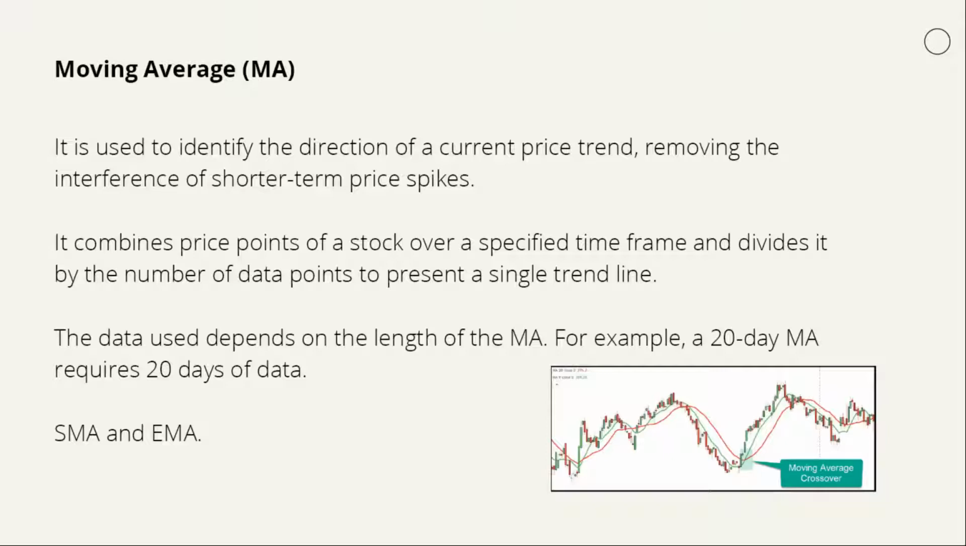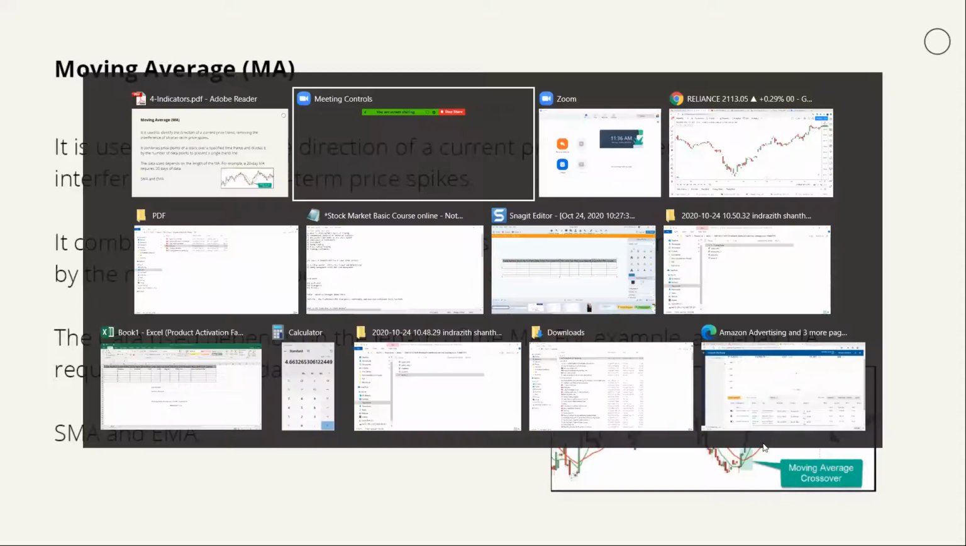So we have two types of moving average: SMA and EMA, simple moving average and exponential moving average. The exponential moving average just gives a little more importance to the recent price fluctuations. Otherwise, there is not much difference between SMA and EMA. So I will show it on the charts.